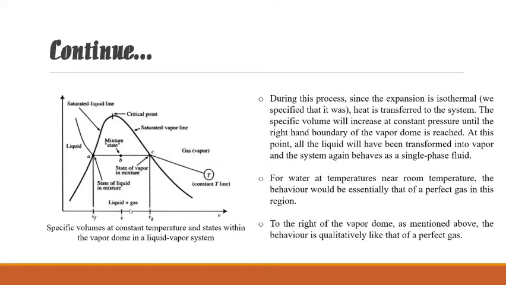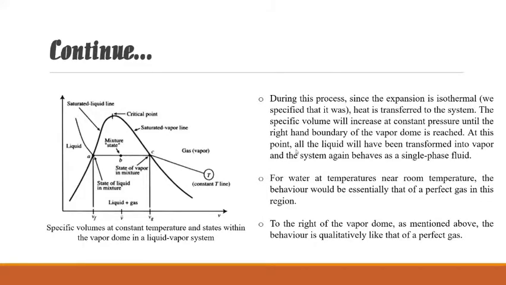So I will continue with the graph about the specific volume at constant temperature and stages within the vapor dome in a liquid vapor system. So usually during the phase of saturated liquid vapor mixture, since the expansion is isothermal and heat is transferred to the system, the specific volume will increase at constant pressure until the left-hand side of the boundary of the vapor dome is reached.